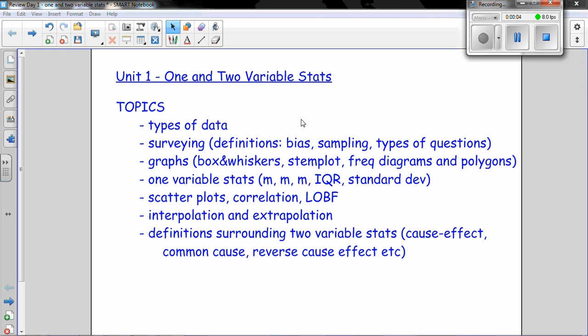This is the first of a bunch of review lessons, and this is on Unit 1, which is on 1 and 2 variable stats. The way these lessons will go is I'm going to try and go quite quickly through these things, and certainly the examples that you see aren't a complete picture of all the stuff that you're going to be asked for on the exam, but there'll be typical questions from the units with typical ways to approach these questions, even though there'll be lots of different possible ways to approach them.